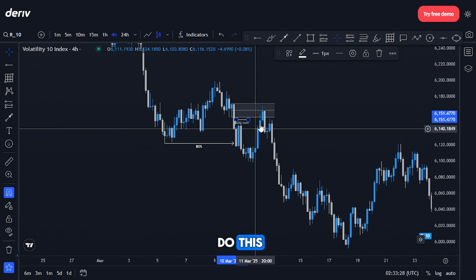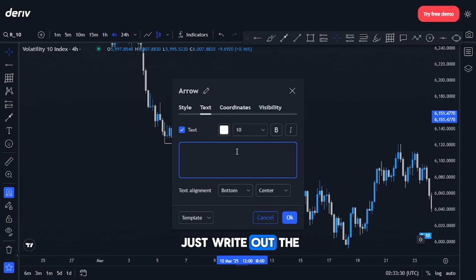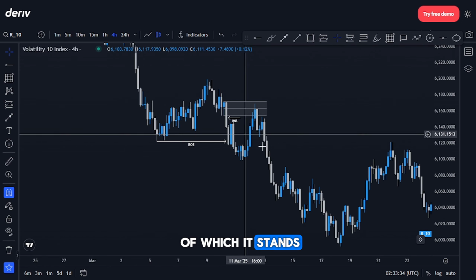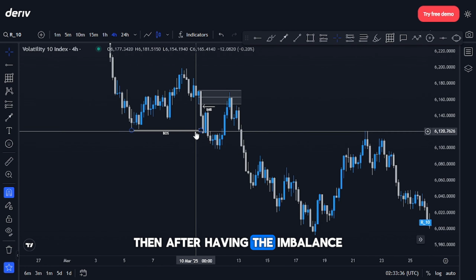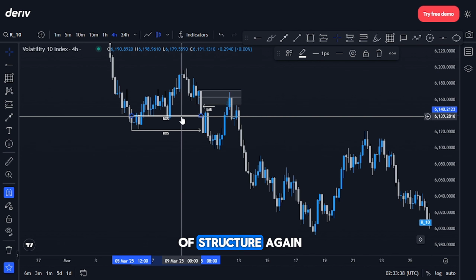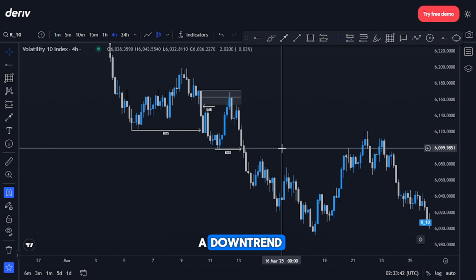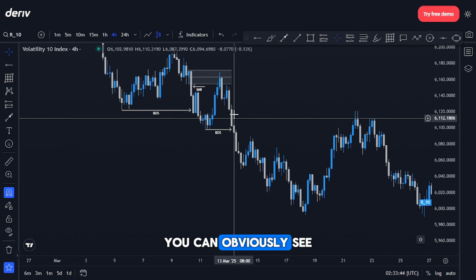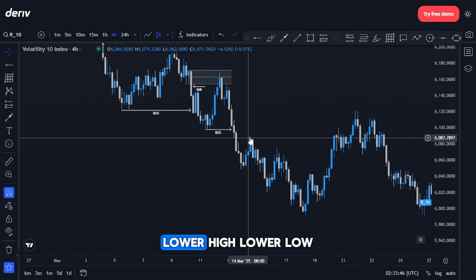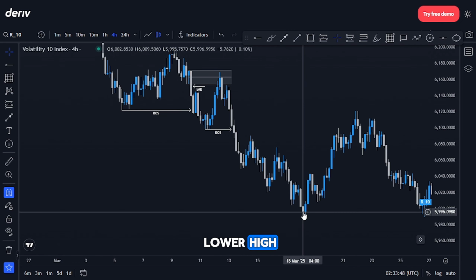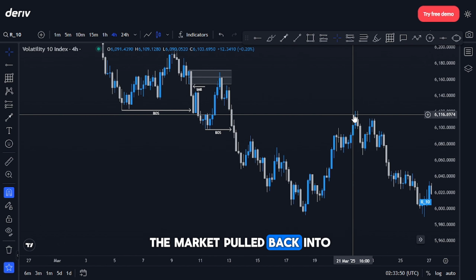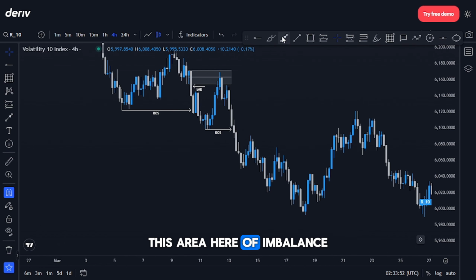So let me just do this so that I can write out the IMB right there, which stands for imbalance. Then after the imbalance, we had the break of structure again, showing us that the market is still in a downtrend. After that, you can obviously see that we push down: low, lower high, lower low, lower high, lower low, and then the market pulled back into this area here of imbalance.